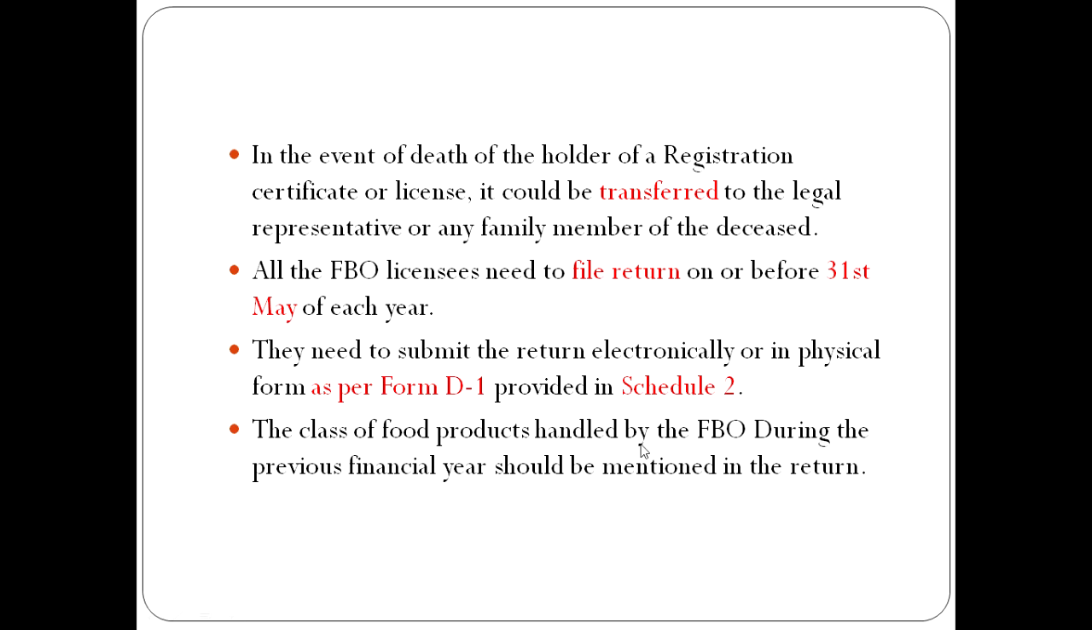The class of food products handled by the FBO, that is the food business, during the previous financial year should be mentioned in the return. So they need to mention what kind of food products they handled during the previous entire year. They need to mention that in the return which they are going to file on 31st of May.